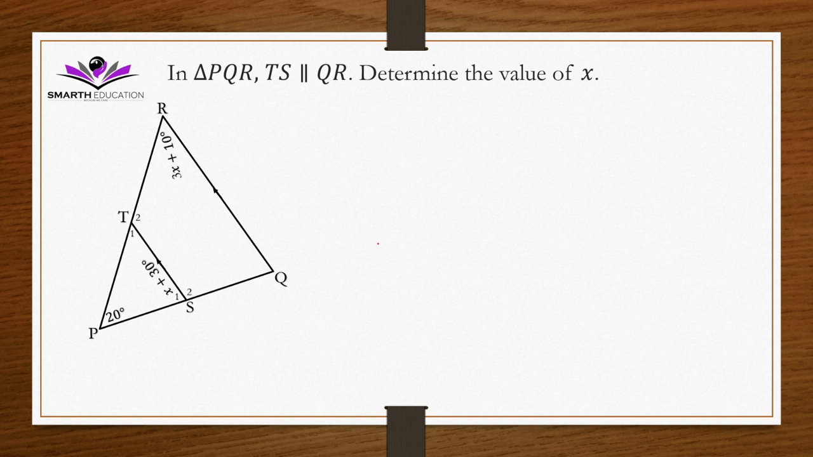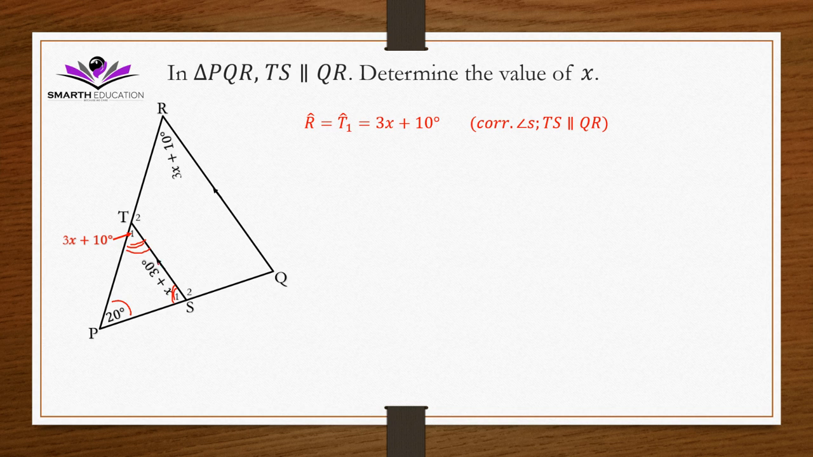Let's do this together. Angle R and angle T1 are equal. Why? Because they are corresponding angles, TS is parallel to QR. So this angle here is also 3x plus 10 degrees. Okay, and then if you check here with triangle PST, if we add the interior angles of triangle PST, we will be able to find our x.